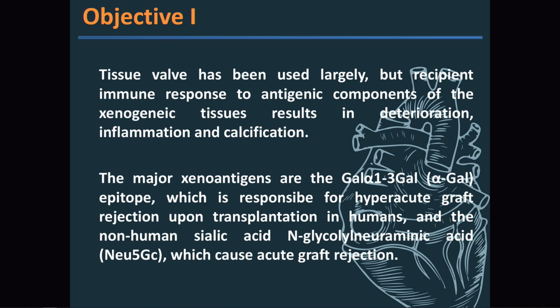Tissue valve has been limited largely by immune response to antigenic components of the xenogenic tissues, resulting in deterioration, inflammation, and calcification. The major xenoantigens are the alpha-Gal epitope, which is responsible for hyperacute graft rejection on transplant in humans, and the non-human sialic acid, N-glycolylneuraminic acid, which cause acute graft rejection.